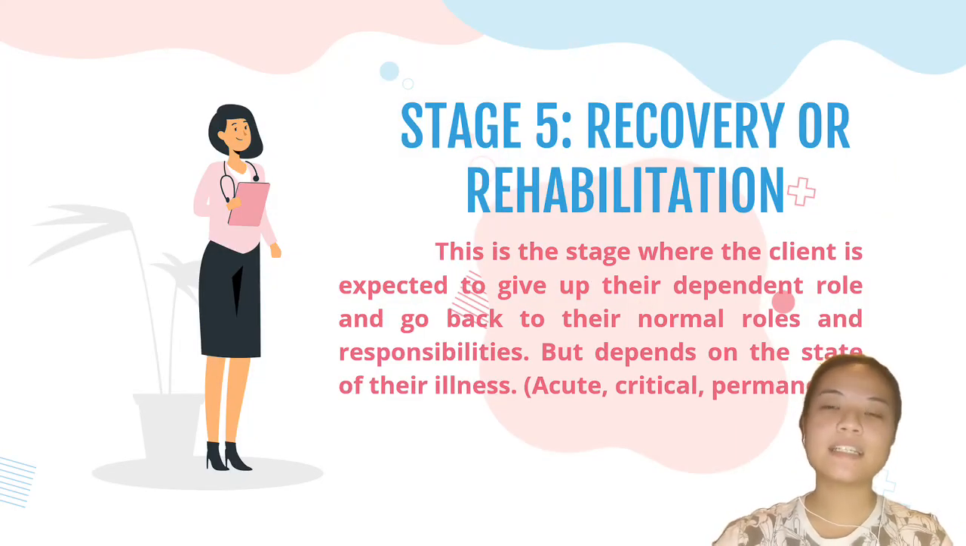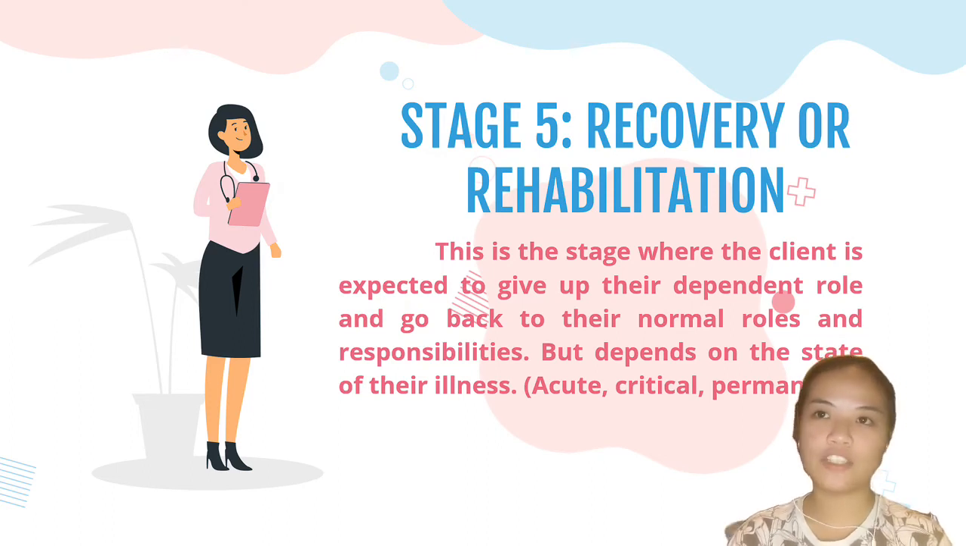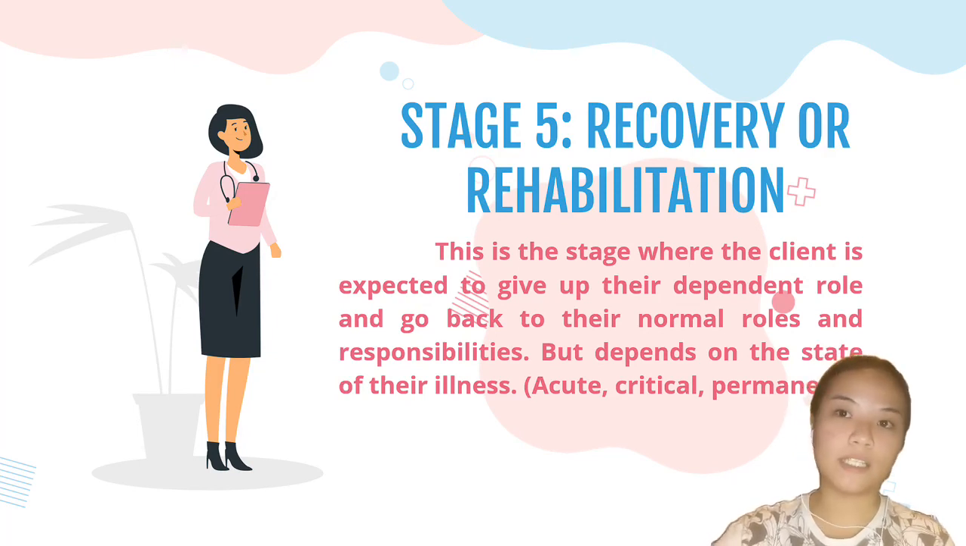And lastly, stage 5, or the recovery or rehabilitation stage. This is the stage where the client is expected to give up their dependent role and go back to their normal roles and responsibilities, but it depends on the state of their illness. It could be acute, critical, or permanent. Now, this stage can appear unexpectedly, such as when the symptoms first appear.